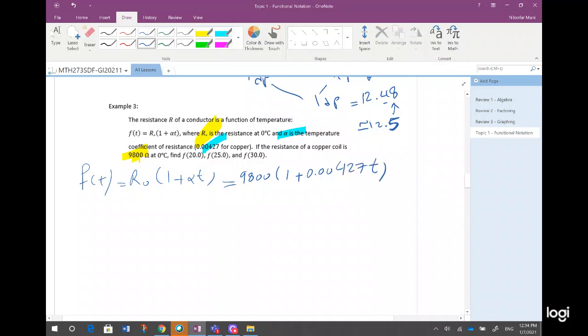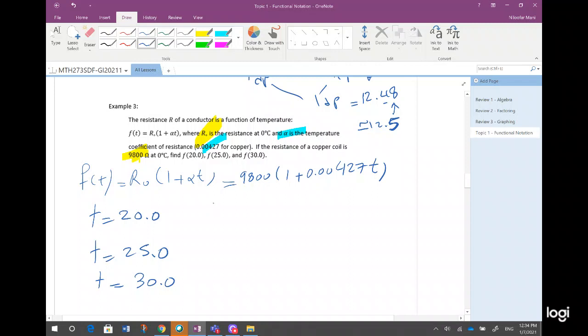Now it says substitute t, so you substitute t equal to 20.0, you substitute t equal to 25.0. You substitute different values for t because it's a function of t, f of t. So t is the input and f of t is the output. You just substitute and calculate.